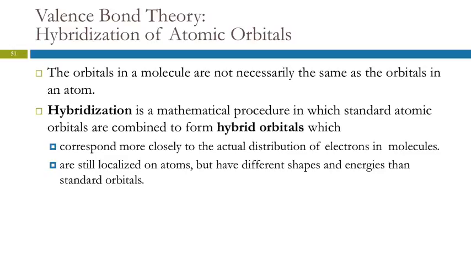They're regions of probability. They are wave functions where an electron is likely to be found. You can take those functions and combine them together. It's a little more complicated than averaging, but it's along the same idea. So these hybrid orbitals correspond more closely to the actual distribution of electrons in a molecule. They're still localized on atoms, but they're going to have different shapes and different energies than the s, p, d, and f orbitals that we see in individual atoms.